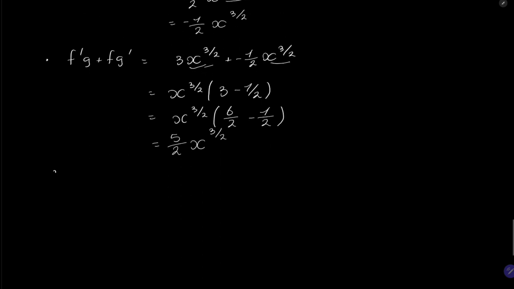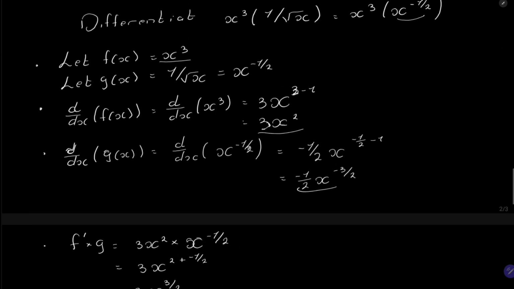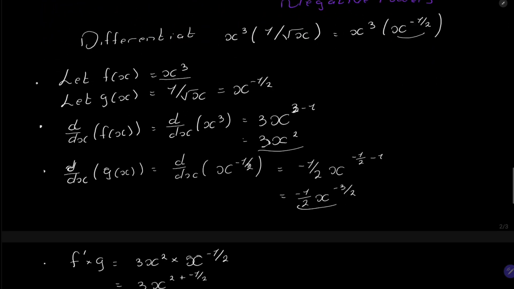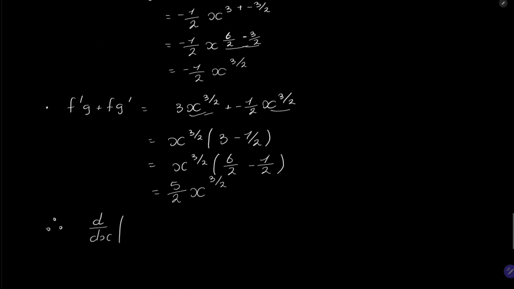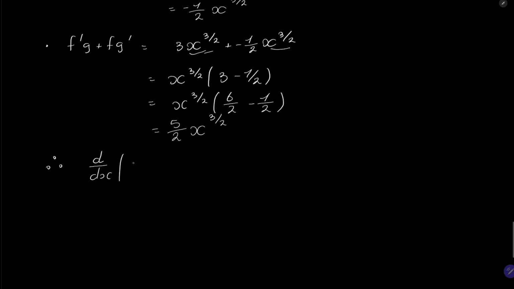From here, we can then conclude, therefore, the differential with respect to x of f times g, which is x cubed times 1 on the root of x, gives us 5 on 2 times x to the 3 on 2.